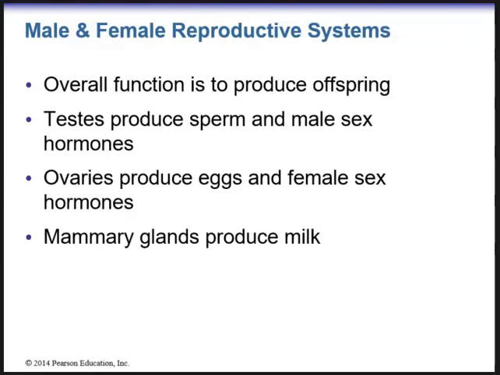The male and female reproductive systems. The overall function is, of course, to produce offspring. We know that the testes produce sperm and male sex hormones such as testosterone, whereas the ovaries produce eggs and female sex hormones such as estrogen. And we have mammary glands that produce milk.